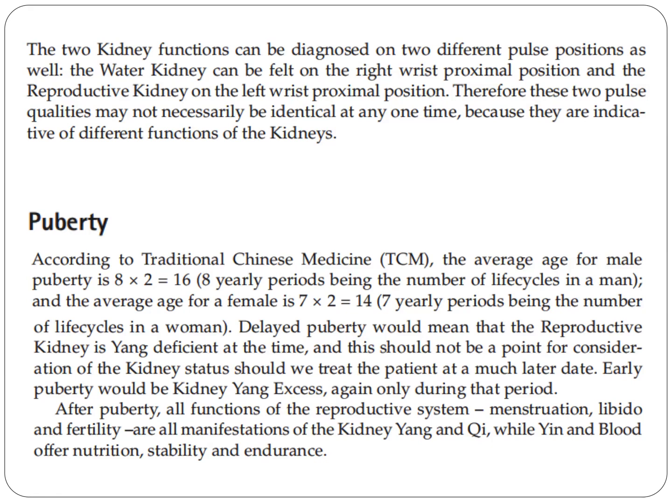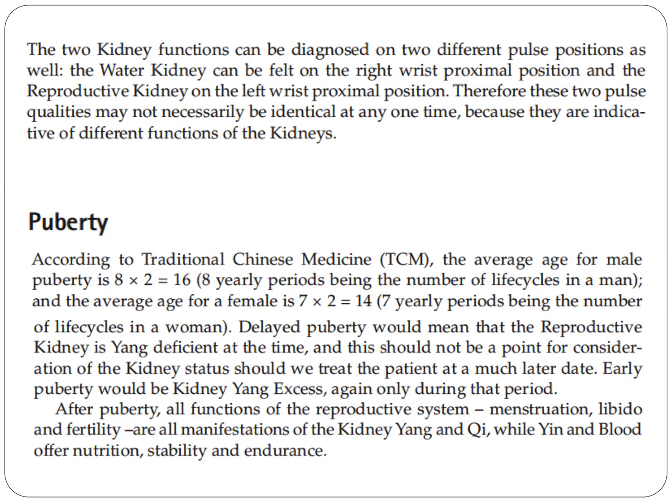Puberty. According to traditional Chinese medicine, the average age for male puberty is 8 times 2 equals 16. So we have 8 yearly periods being the number of the life cycles in a man. And the average age for a female is 7 times 2 equals 14. So there are 7 yearly periods being the number of life cycles of a woman.